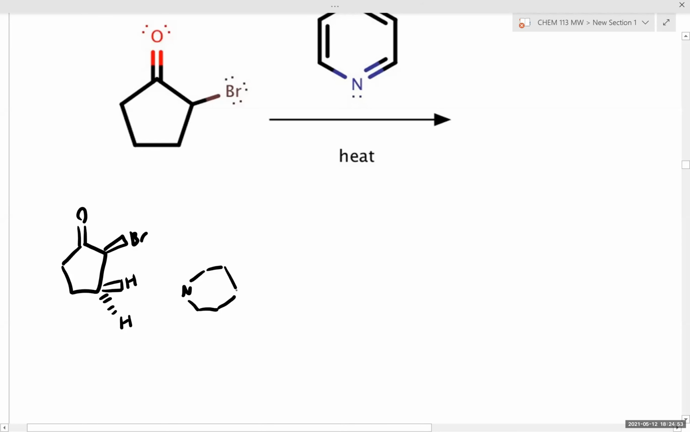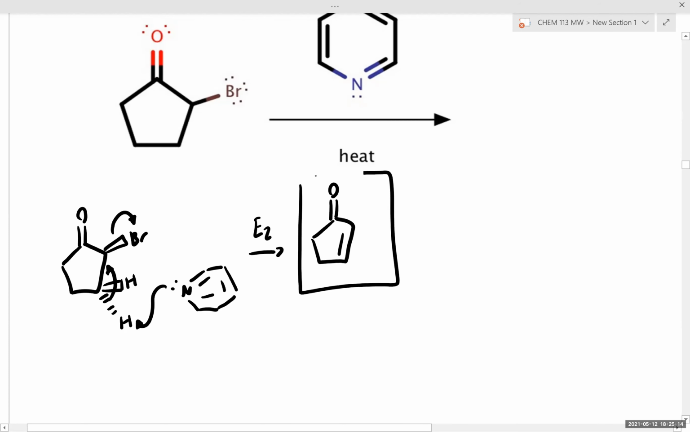Okay, so continuing on, pyridine will pull off our anti-periplanar hydrogen, and we have a concerted elimination and loss of our leaving group to give cyclopentenone. So this is a textbook E2 mechanism. Does this problem make sense to everyone? And does this mechanism make sense? Any questions on this mechanism before we move on?